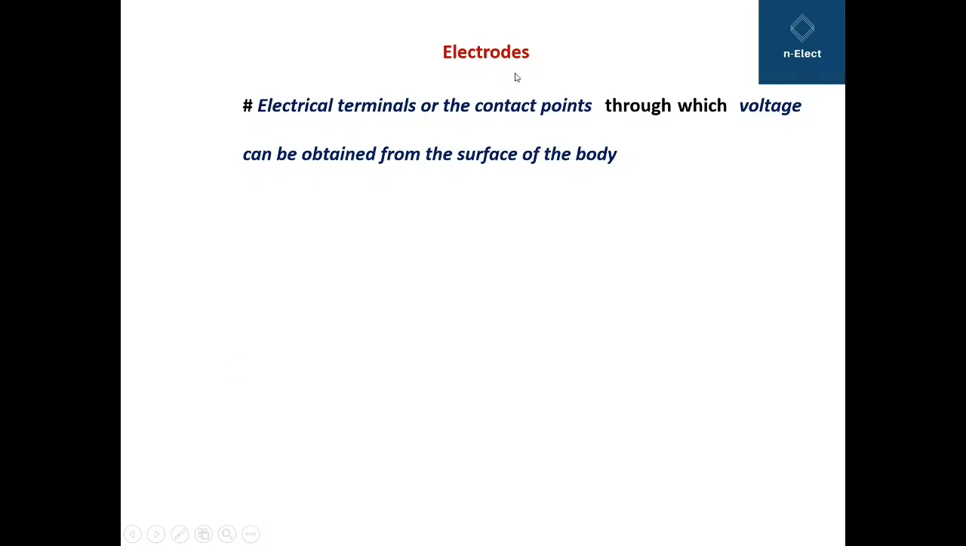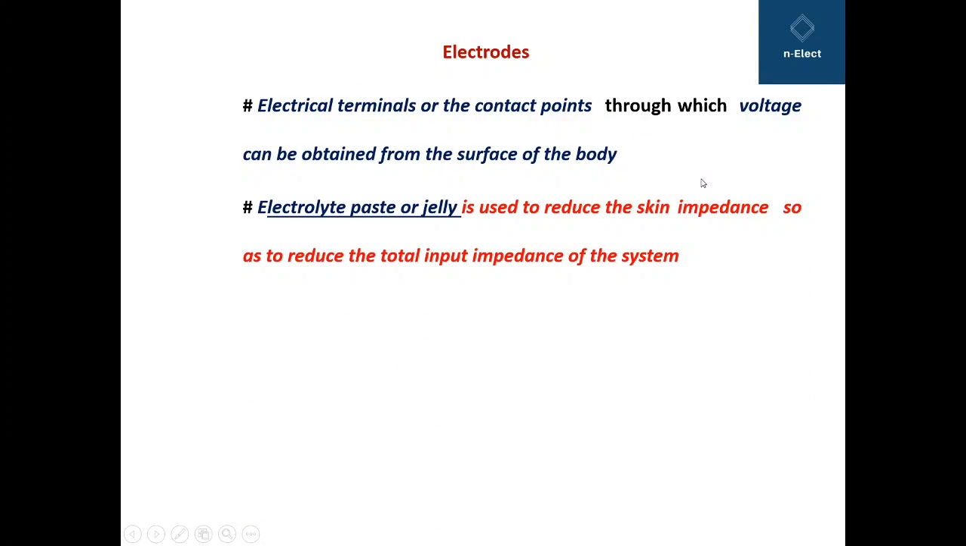So far as the electrodes are concerned, they are basically the electrical terminals or the contact points through which voltage can be obtained from the surface of the body. Electrolyte paste or jelly is a gel type solution which is put on the skin of the human body or skin of the patient, and that is for reducing the skin impedance so as to reduce the total input impedance of the system.